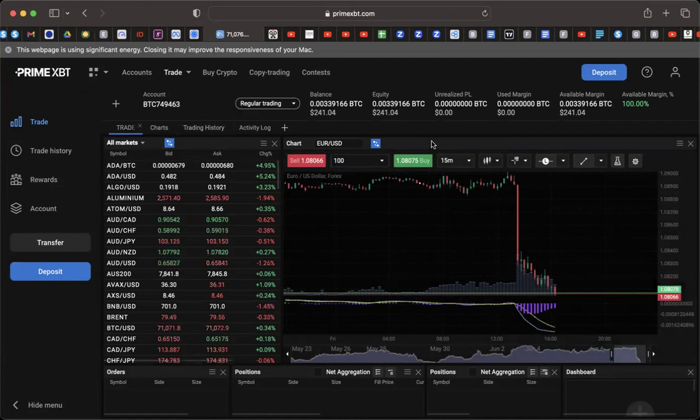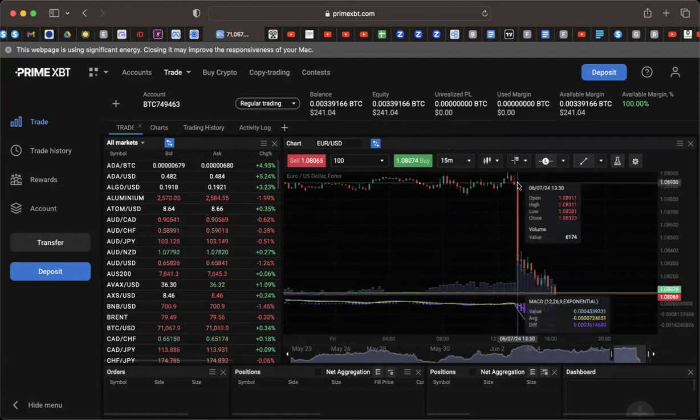Then you can download the app. So once you have registered, you can download the app and use it as easy as possible. It's very fantastic stuff.